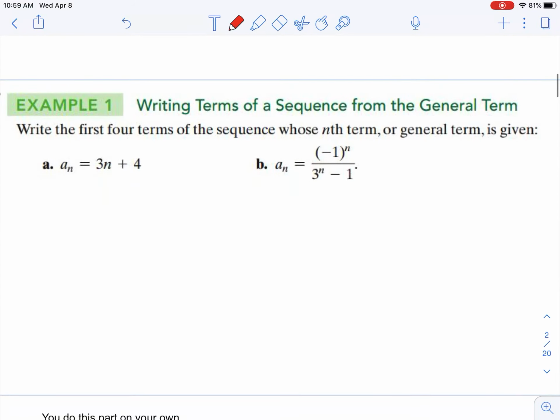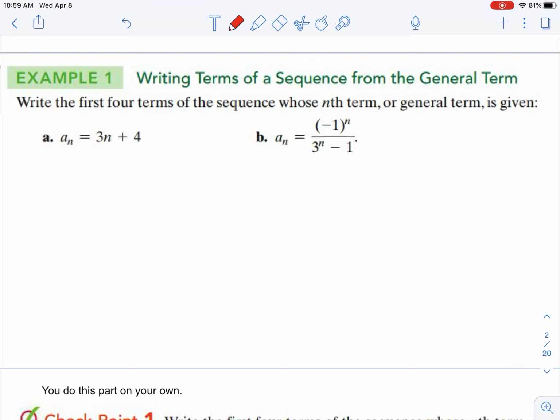So the first couple things we're going to do is something that you guys have already kind of seen in Algebra 1 and Algebra 2. Write the first 4 terms. What this means is we are going to substitute in 1, 2, 3, and 4, and then we're going to find our terms based off of that.